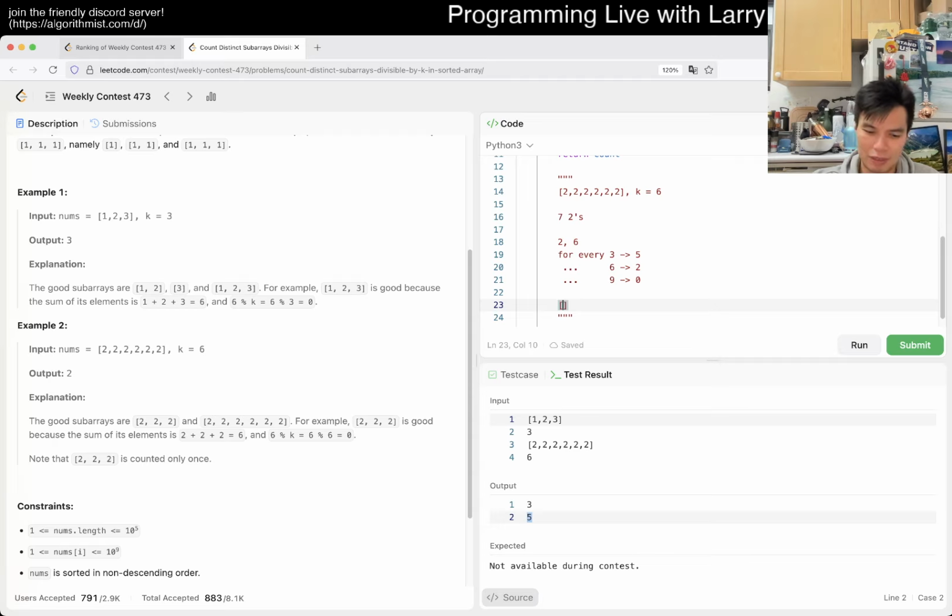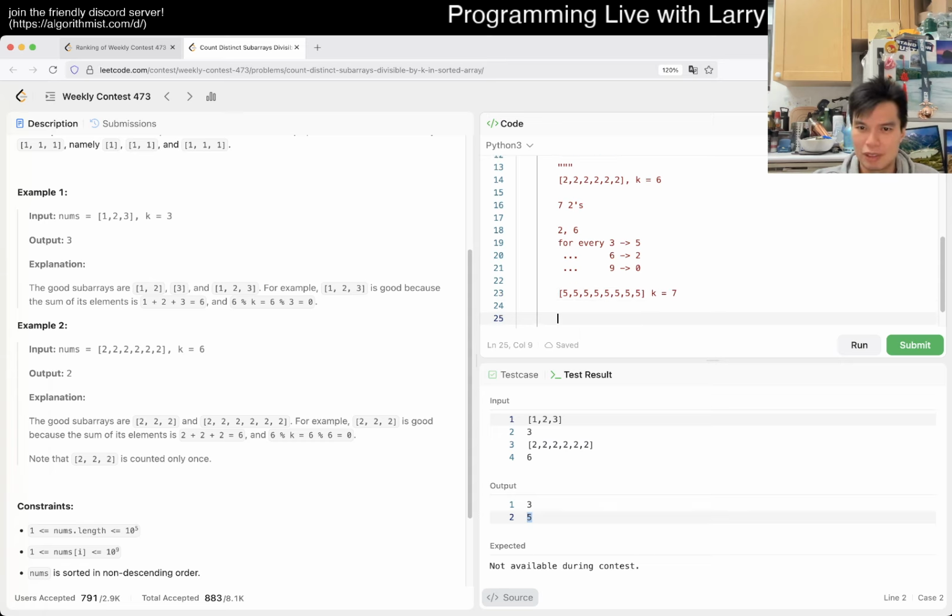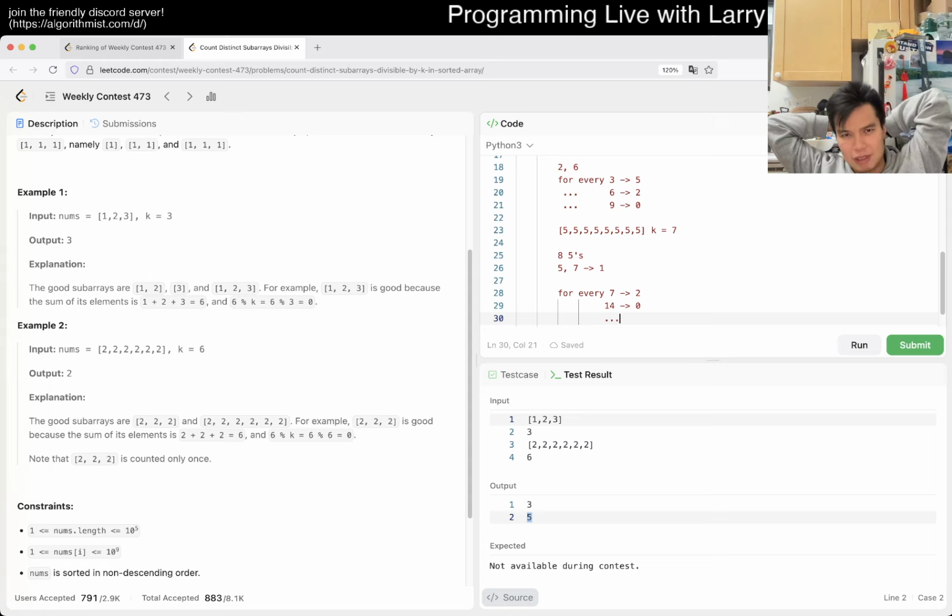Okay, so let's say we have 5 5 5 and k is equal to 7. Let's say we have a lot of 5s, except we have 8 5s. We have 5 and 7. The GCD is 1, which means that they're relatively prime. That means that for every 7 we have 1, so for this we have 2. For every 14 it is 0. So we can do this math, and I guess we can just calculate the math to make it go a little bit faster.